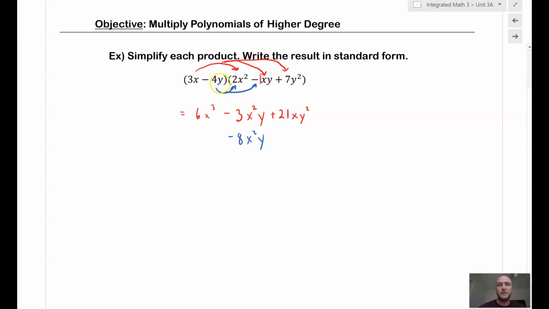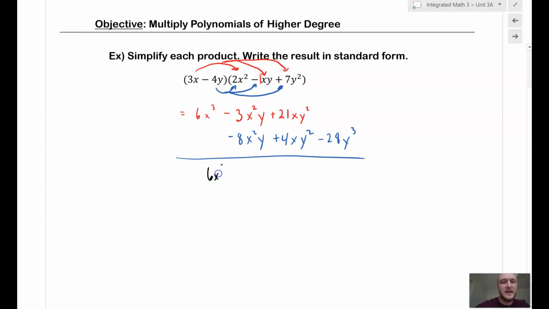Okay? So negative 4y times negative 1xy. Well, that's a positive 4. Okay, I have an x, and then 2 y's. A y combined with a y gives me y squared. And then lastly, negative 4 times 7, it's negative 28y, with y squared is y cubed. Okay, so here is our answer.